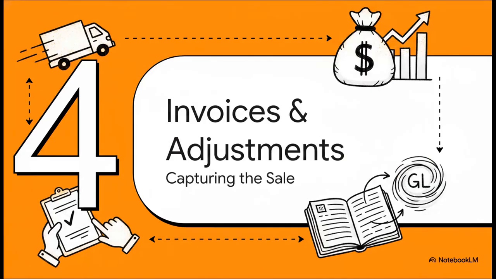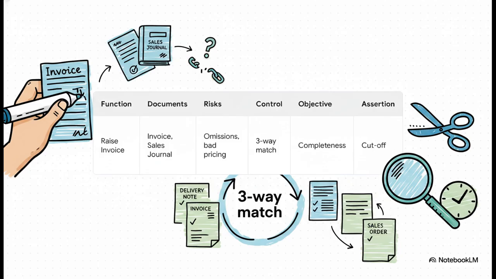Which brings us to Section 4, Invoicing and Adjustment. The goods have safely left the building, the customer signed for them, so it's finally time to capture the sale and hit the general ledger. In the invoicing department, the clerk has a really heavy responsibility. Their function is to generate the sales invoice using the signed delivery note and update the sales journal and debtors' ledger. The risk? Missing invoices for actual deliveries or using the wrong prices and VAT.